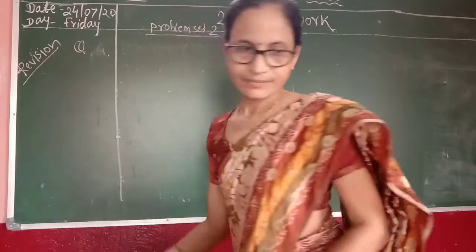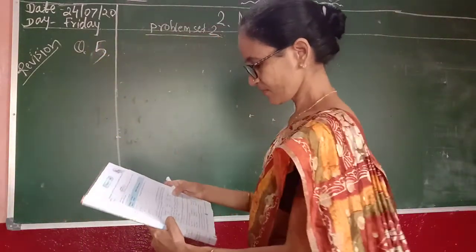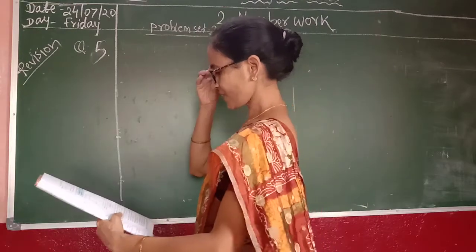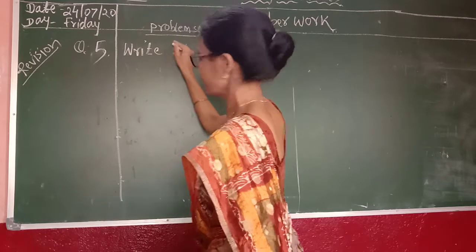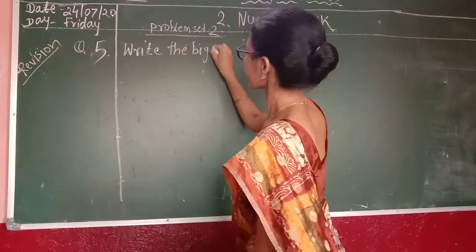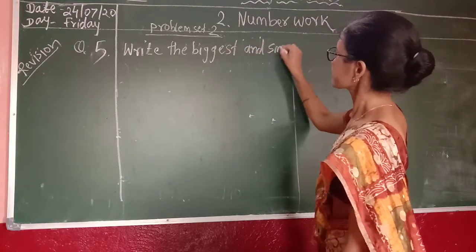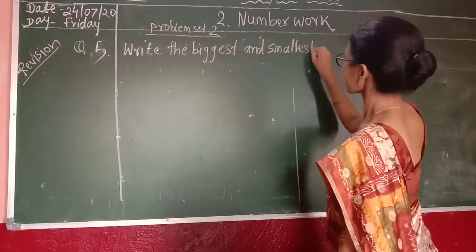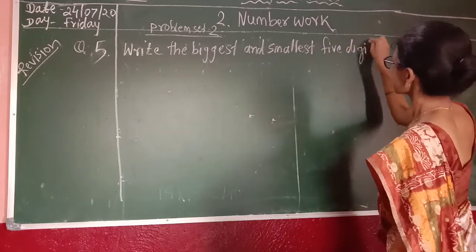Question number 5 is, what is question number 5? Write the biggest and the smallest 5 digit number.